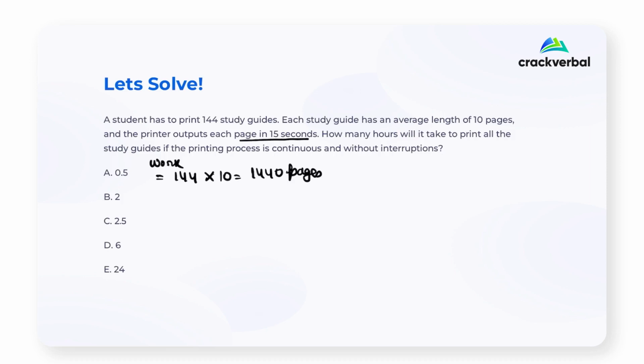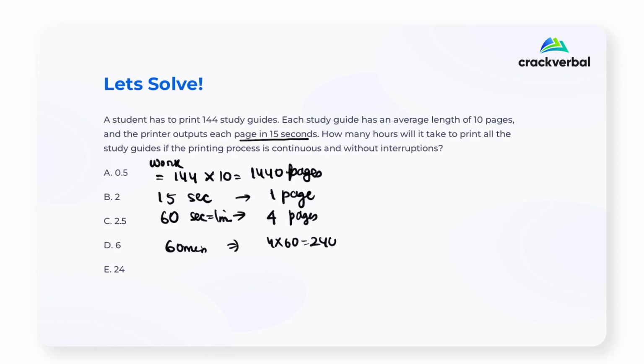So since the printer can print 1 page in every 15 seconds, I know for a fact that in 60 seconds, which is 4 times 15, the printer can print 4 pages. And 60 seconds is equal to 1 minute. Similarly, moving ahead, in 60 minutes, the printer can print 4 times 60 or 240 pages. 60 minutes is 1 hour. In other words, the rate of working for this printer is 240 pages per hour.